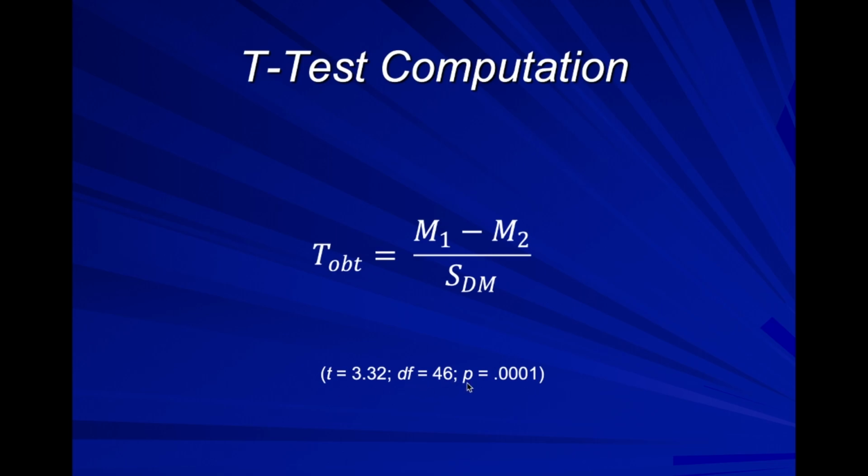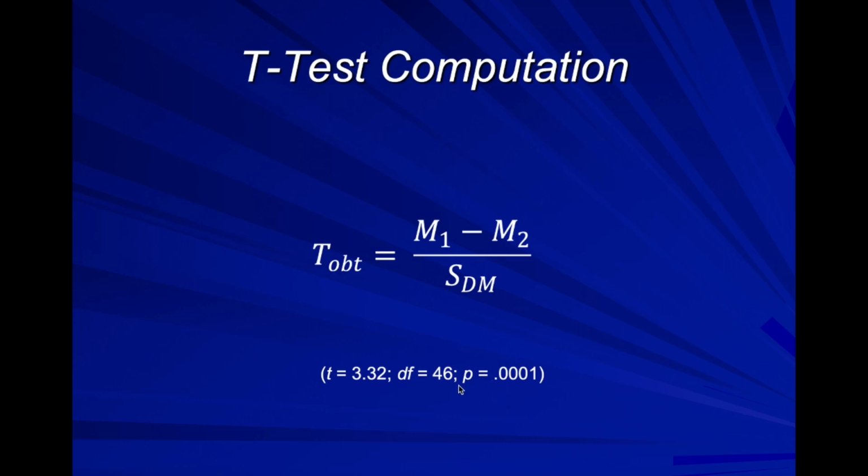Degrees of freedom, df. The formula for degrees of freedom for the t is the sample size of group 1 plus the sample size of group 2, subtract 2. So I know just by looking at this that the sample size was 48. And then here's your p-value.